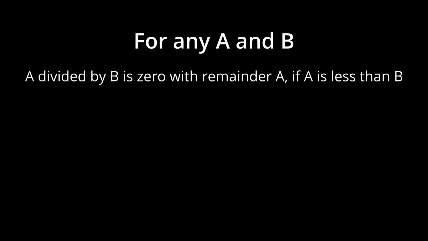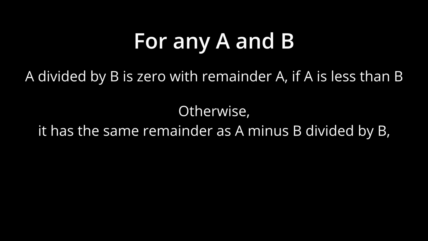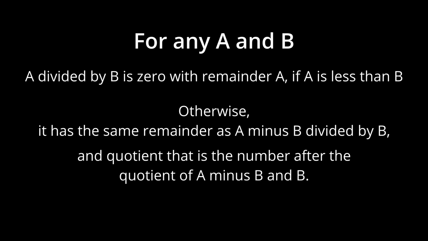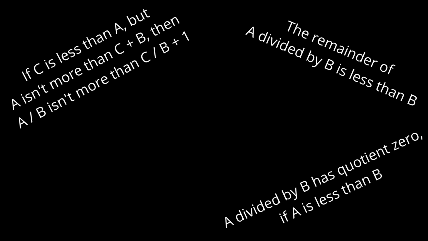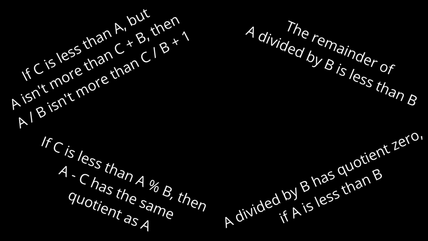I'm pretty sure that this pattern should work more generally, and that for any numbers A and B, I can say that A divided by B is 0 with the remainder A if A is less than B, and otherwise has the same remainder as A minus B divided by B, and quotient 1 more than A minus B divided by B. But proving that this works for all numbers, it seems like it's going to be pretty tricky. I think I'm going to have to prove a lot of small things about division in order to prove this. And in fact, I just realized I relied on something earlier that I haven't actually proven yet.